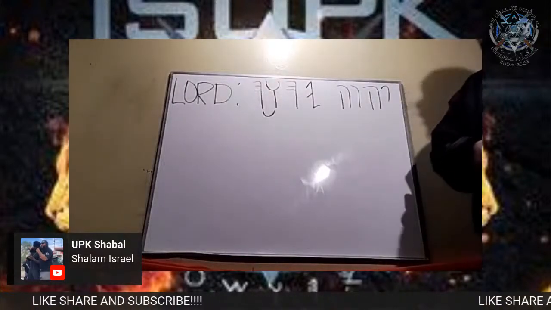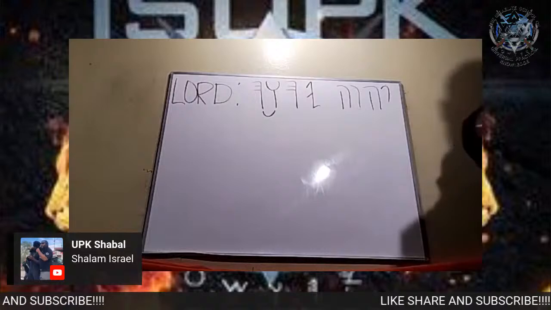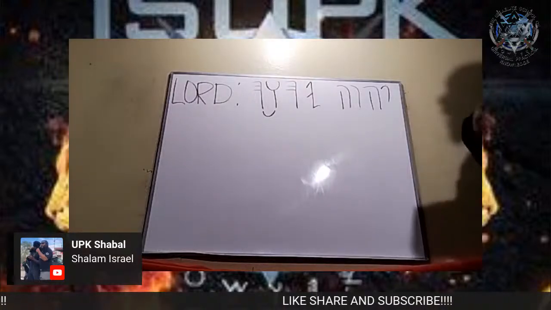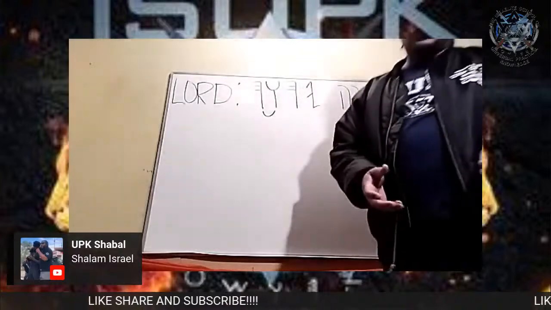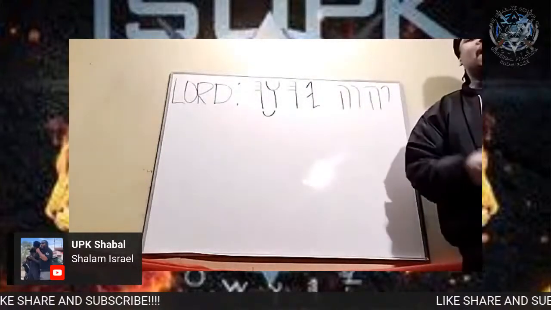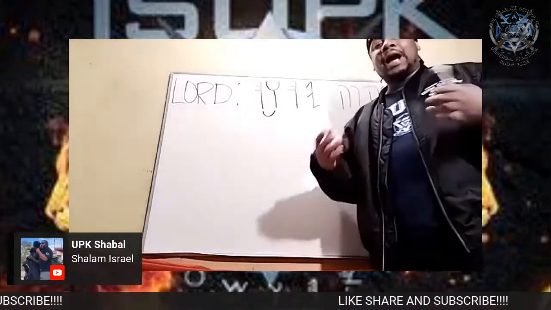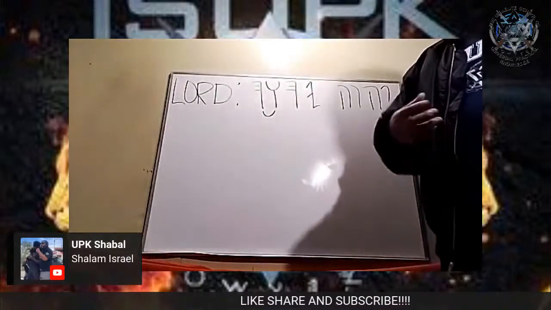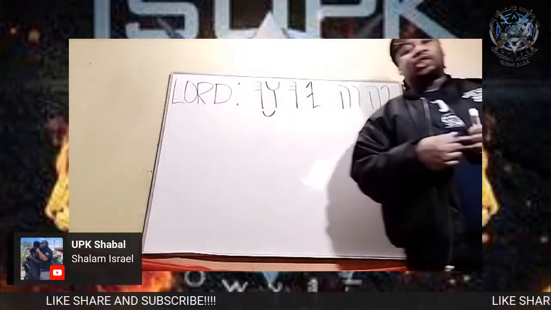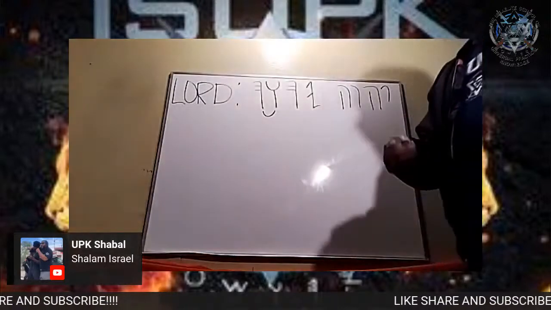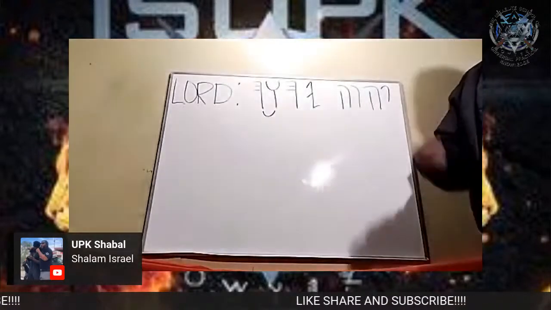The alphabet is A, Ba, Ga, Da, Ha, Wa, Za, Ka, Ta, Ya, Ka, La, Ma, Na, Sa, I, Pa, Tza, Qa, Ra, Sha, Ta. It's the simplest language in the world, and every language on planet Earth derives from Hebrew.